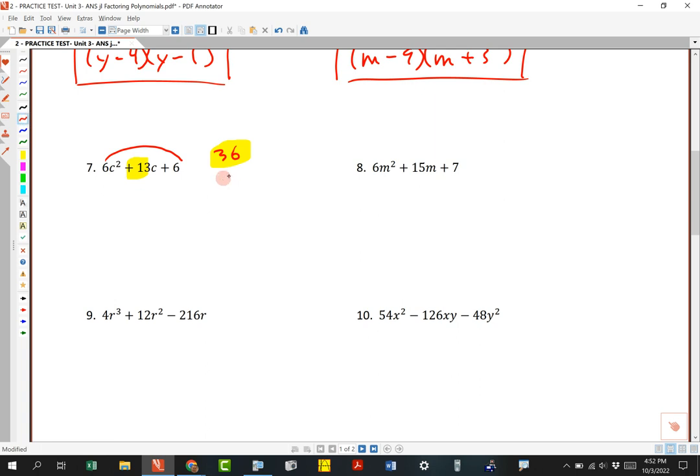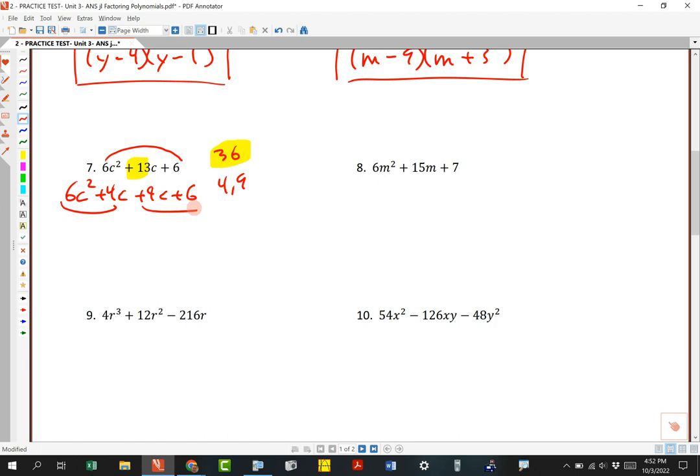So let's see, 6 and 6, you can't make a 13 out of those, but that comes close. 1 and 36, that's not going to work. 4 and 9, I'm hoping that's what popped into your head first. They multiply to be positive 36. They combine to be positive 13. So as long as we do this right, or don't make any silly mistakes, we're going to get the answer right. So I'm going to write 4c plus 9c plus 6.